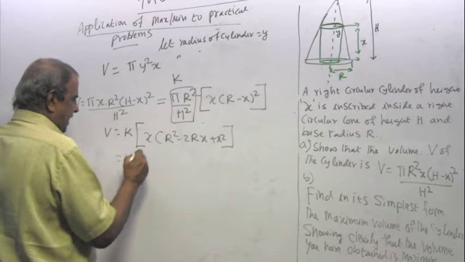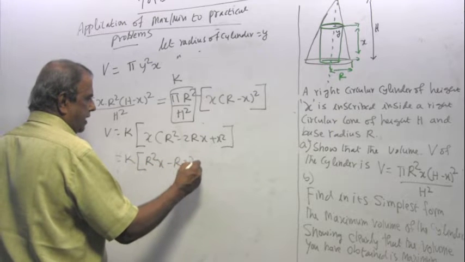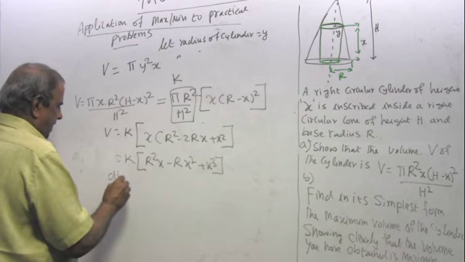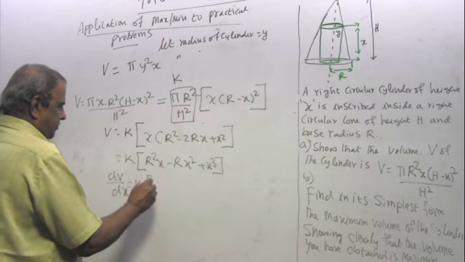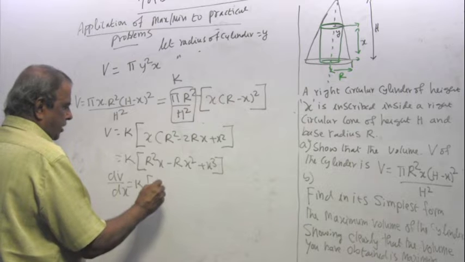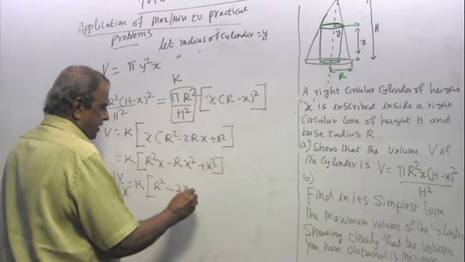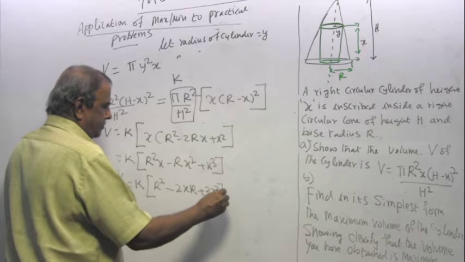So that is k times r squared x minus 2rx squared plus x cubed. What is dv by dx? k times r squared x gives you r squared. Remember, r is a constant. rx squared gives you 2xr. x cubed gives you 3x squared.